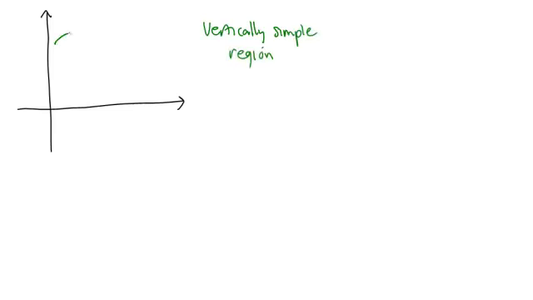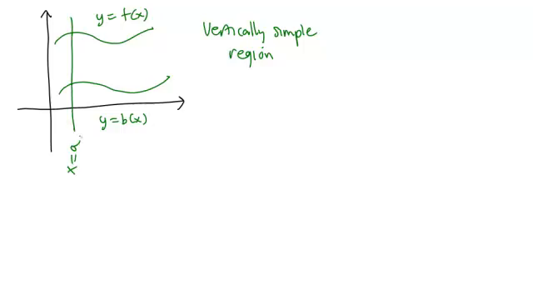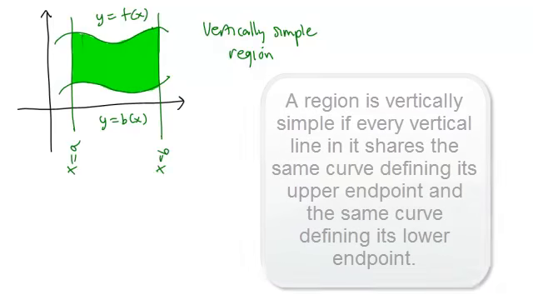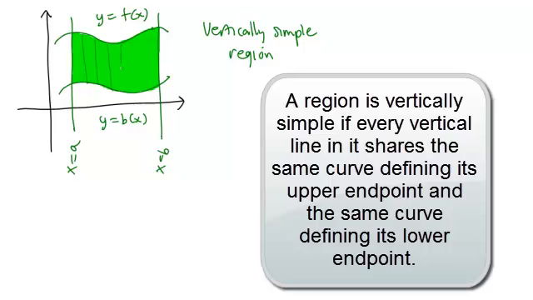It's a region that has a well-defined top curve, say y equals t of x, and a well-defined bottom curve, y equals b of x. And then two well-defined vertical endpoints, the side x equals a and the side x equals b. A region like this is called vertically simple because it consists of nothing more than a collection of vertical lines who all have the same top curve and the same bottom curve.